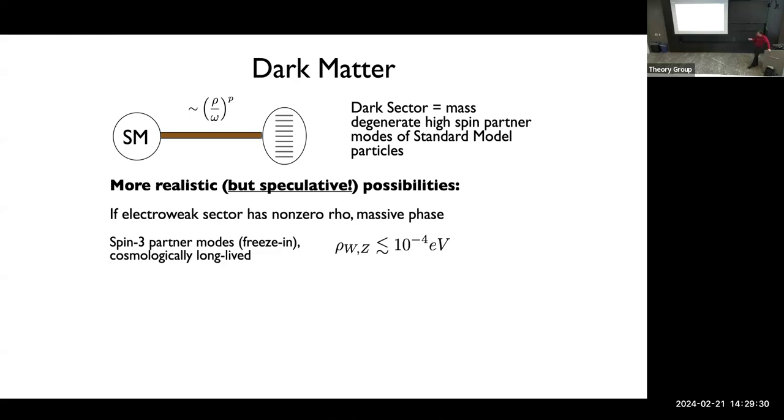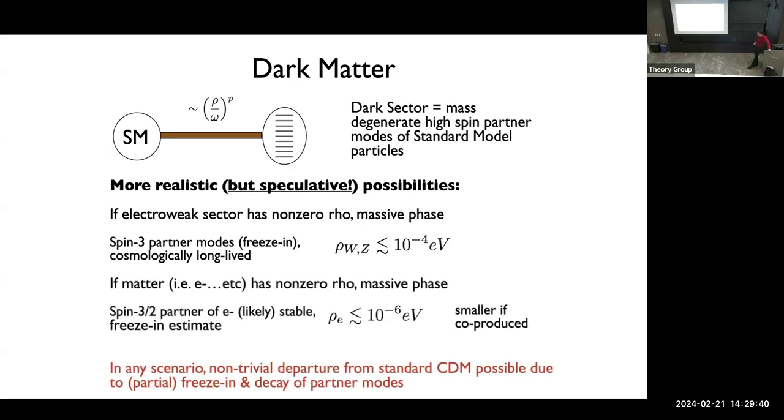But if you go far enough away from the principal mode, these states become cosmologically long-lived because their couplings are very, very tiny. And if you do a sort of naive estimate of the scales at which you obtain cosmologically long-lived states that you could populate through essentially freeze-in, you get these scales for the W and Z, and you get this scale for partners of low-lying matter states in the standard model. So if these parametrics hold, you naturally get dark matter candidates. And if they're not dark matter, they're partner modes that can be in principle cosmologically long-lived.